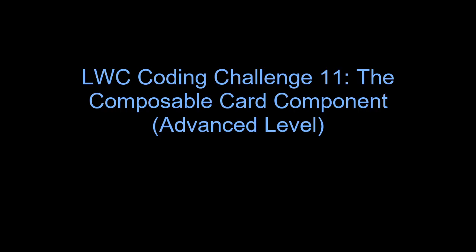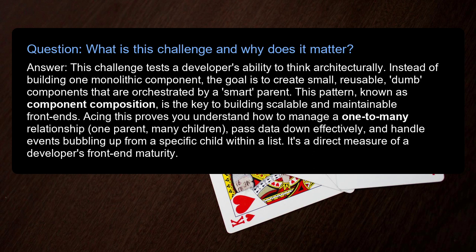LWC Coding Challenge 11, the Composable Card Component, Advanced Level. Question: what is this challenge and why does it matter? Answer: this challenge tests a developer's ability to think architecturally. Instead of building one monolithic component, the goal is to create small, reusable, dumb components that are orchestrated by a smart parent. This pattern, known as component composition, is the key to building scalable and maintainable front ends.